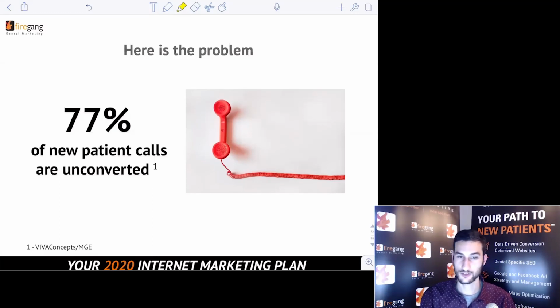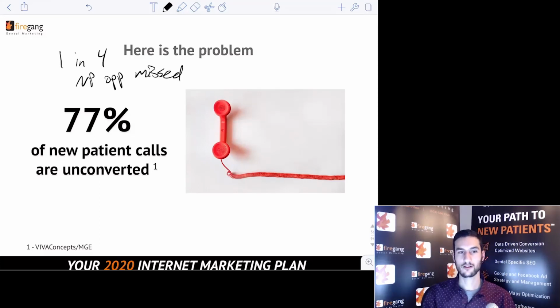And 77% is huge. Just to use a simple rounding here, that means that 1 in 4 of your new patient opportunities are just missed, right? It's a situation where there's no marketing in the world that can give you a positive ROI if you can't get the conversion fixed, because missing 3 opportunities out of 4, you're just not going to get the return. There's not enough revenue there. There's too much revenue being left on the table in a situation like this. So we have to get it fixed.